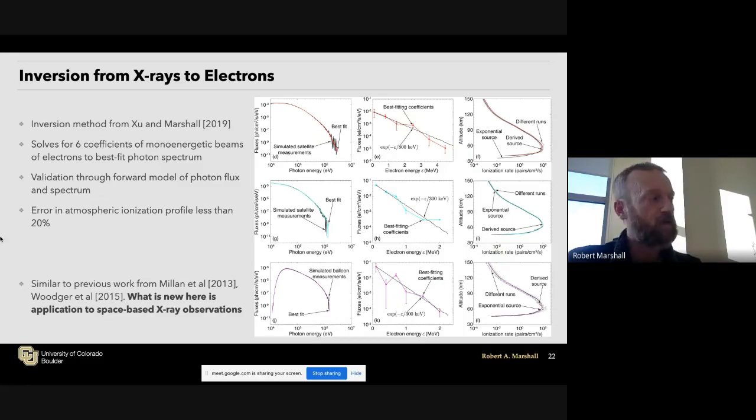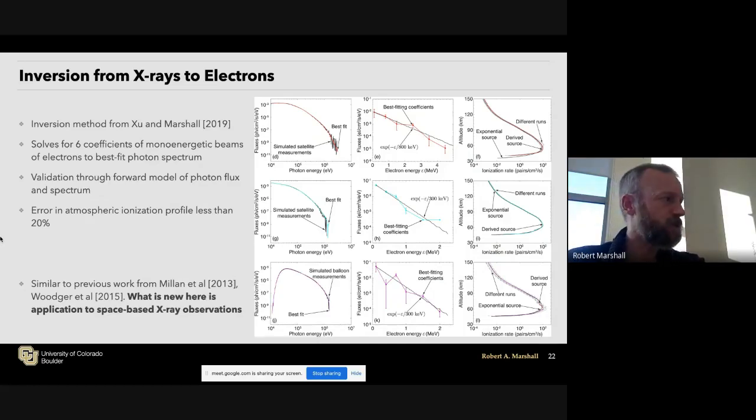And then on the right, we forward model both the true as well as the inferred electron energy distribution to get the atmospheric ionization response. We can see how different they are, based on the truth as well as our best estimate, including the error bars on that best estimate. And we find about a 20% difference, which is pretty good, I think.